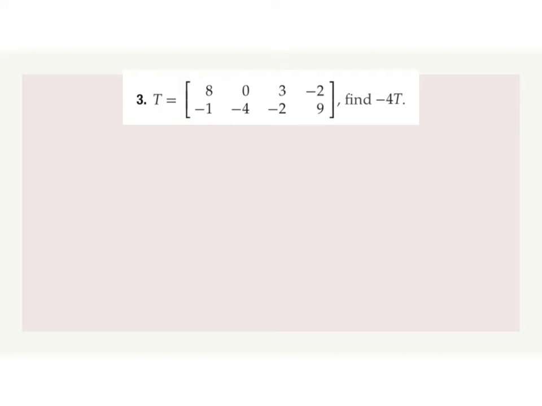Now we need to find negative 4 times t. So we are multiplying our whole matrix by negative 4. So we have negative 4 as our scalar. Inside we have 8, 0, 3, negative 2, negative 1, negative 4, negative 2, and 9.